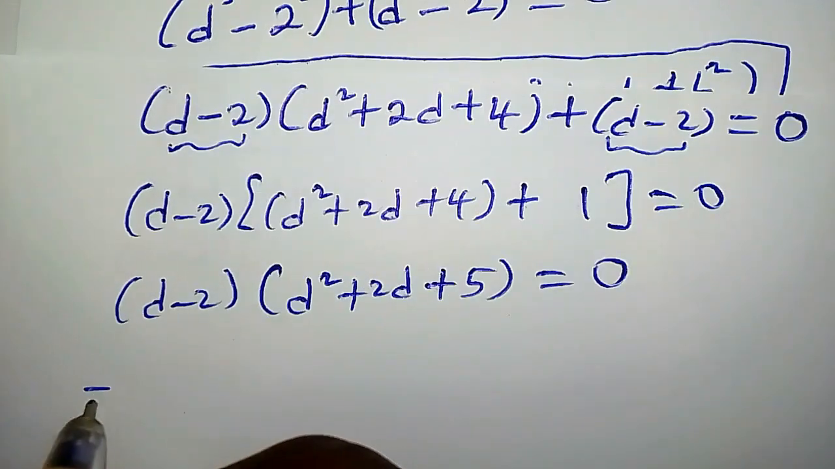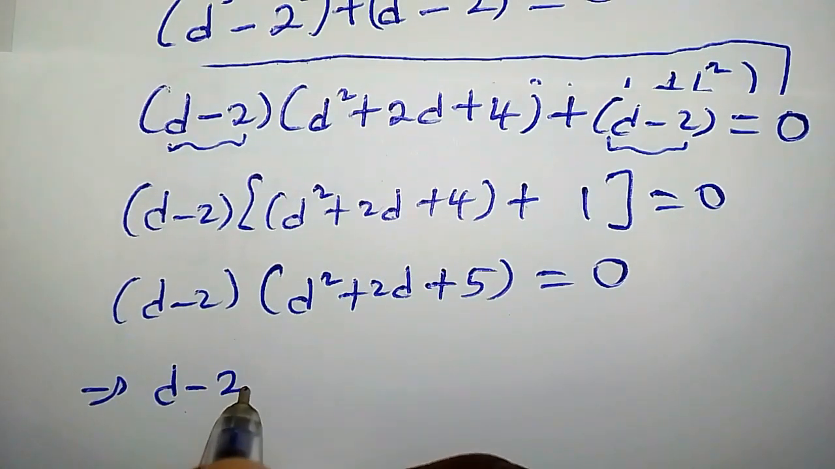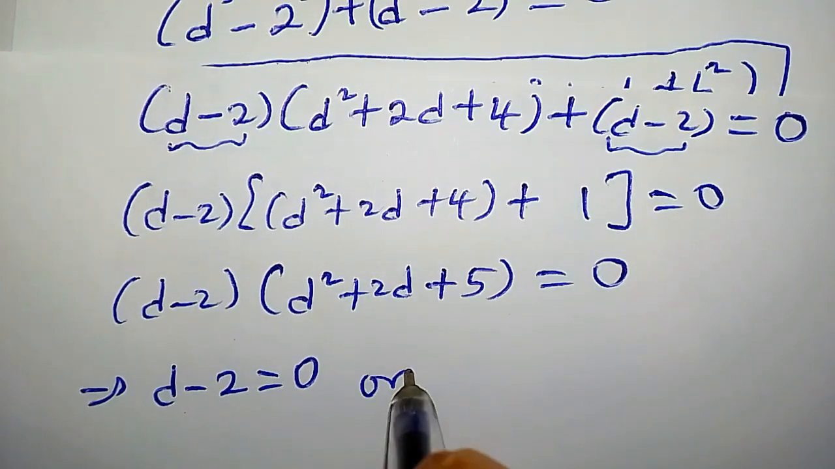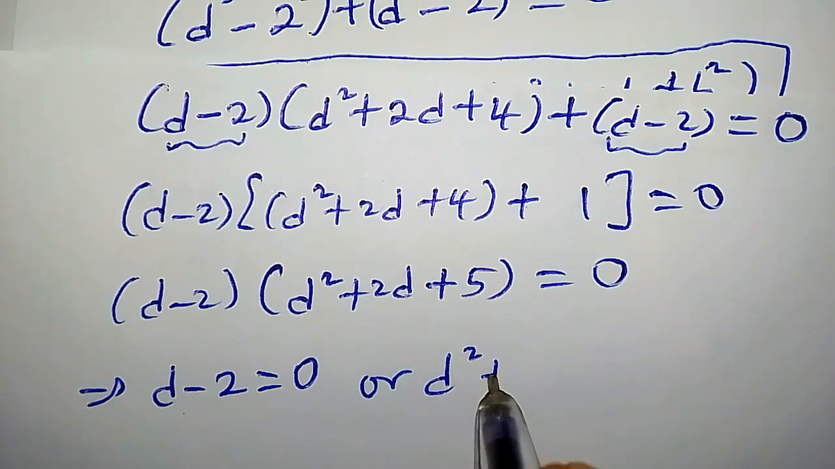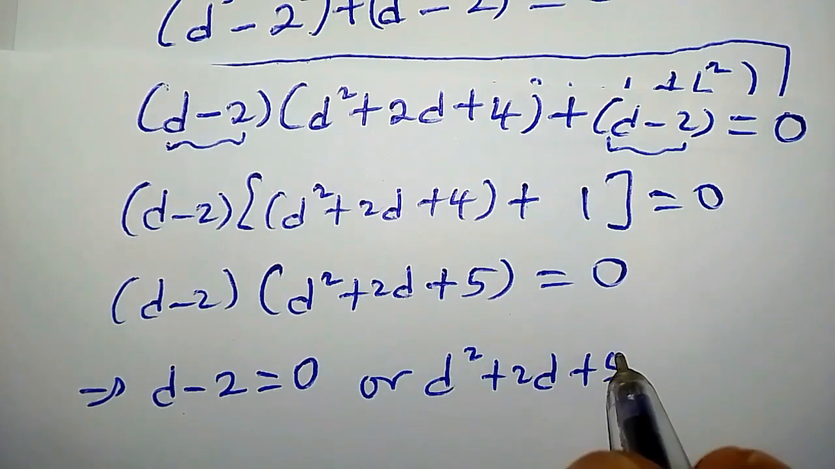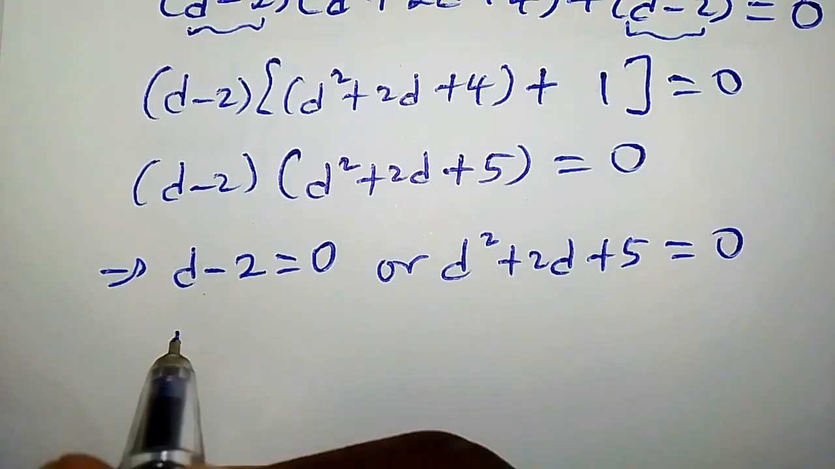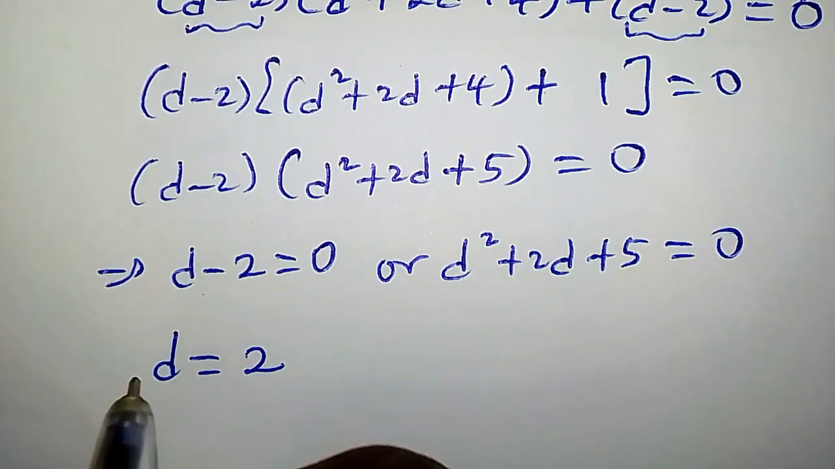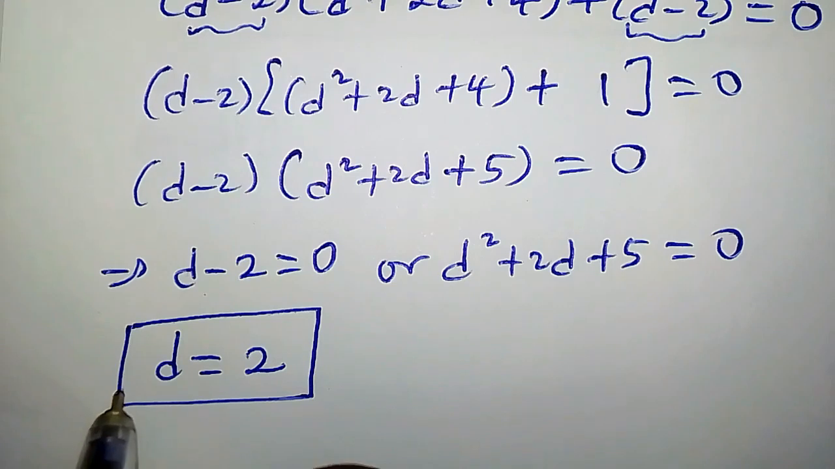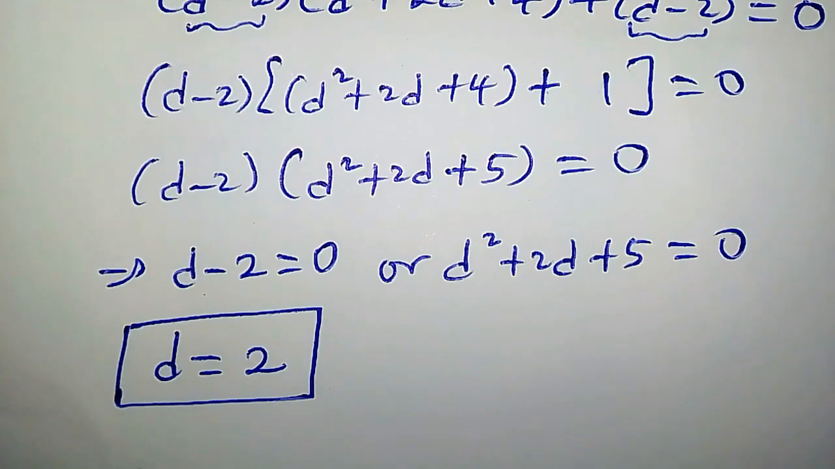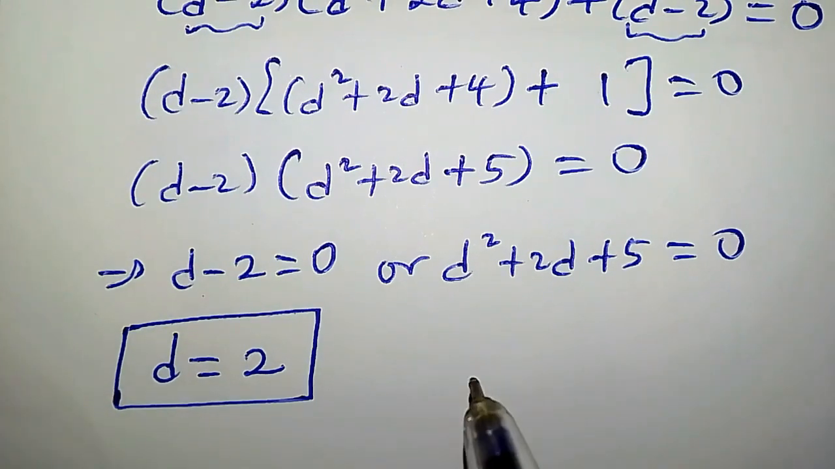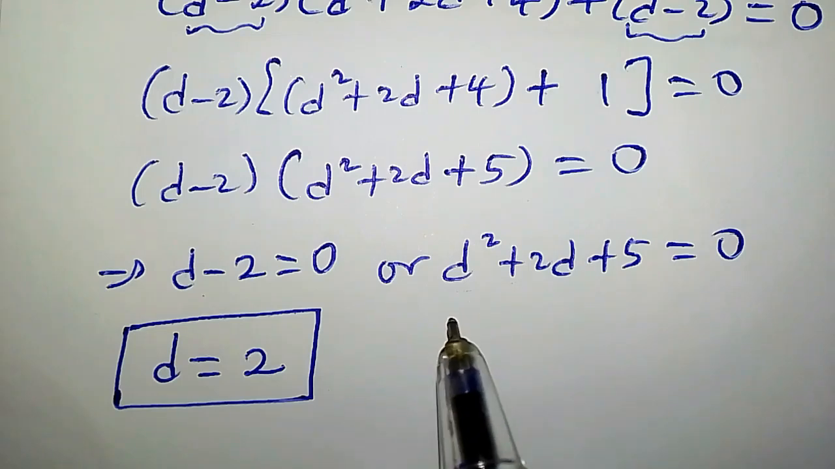to 0. This implies that D minus 2 is equals to 0, or D square plus 2D plus 5 is equals to 0. Clearly from this line, our value of D is equals to 2. This is the first solution, that is the real solution. Now, let us focus our attention on this quadratic equation.